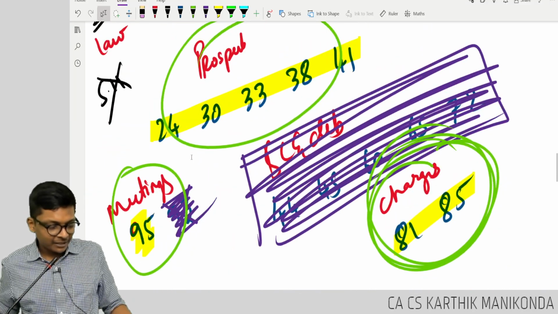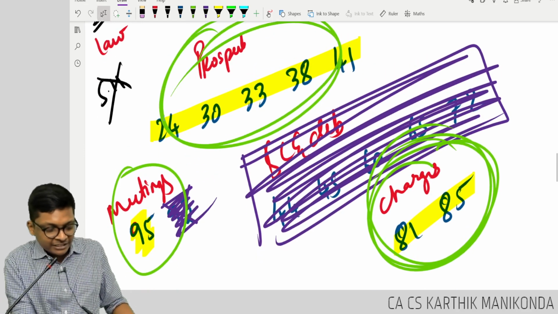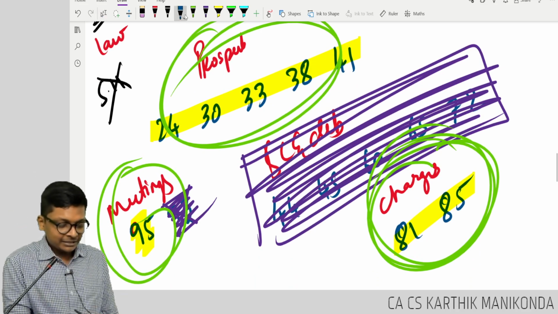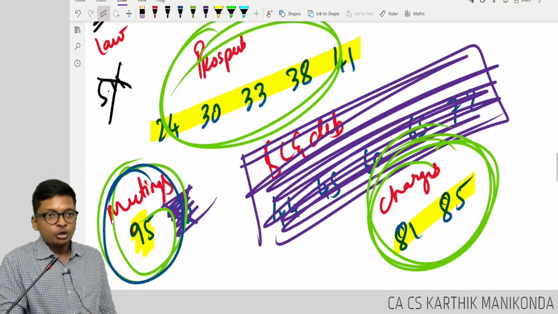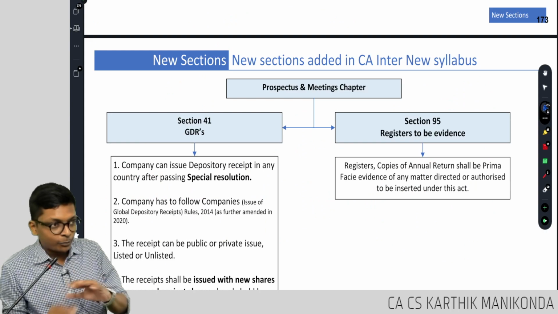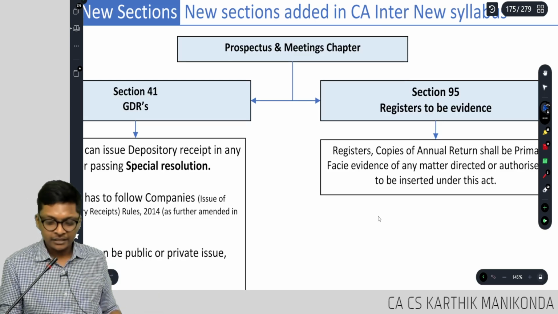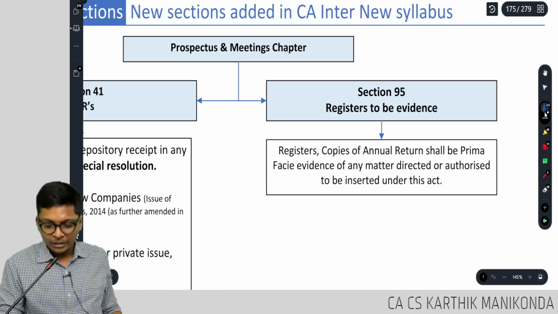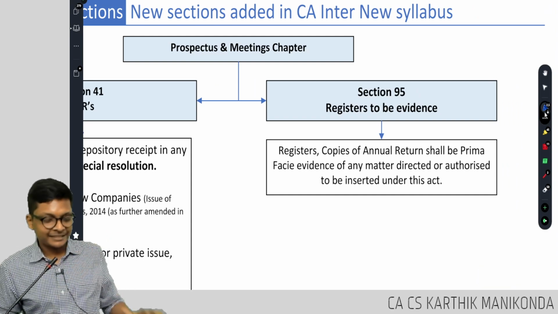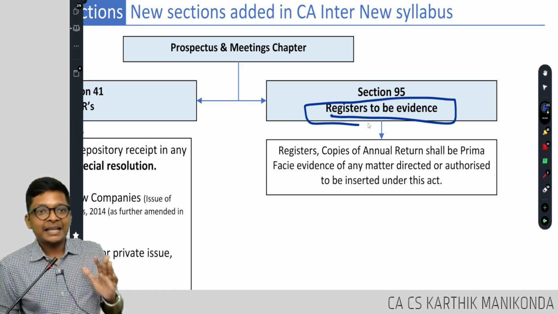Let me do the next part. Now, what I will do now, I will revise the whole thing. But let me finish off these sections first because we are in the flow of learning new sections. Meeting chapter, I told you only one new section. In the study material itself, it's one line. First time, the section in our book is big. Okay. Section 95. If you don't study this also, I don't think anything is going to happen, guys. But my part is to finish each and every section. Section 95, registers to be evidence.